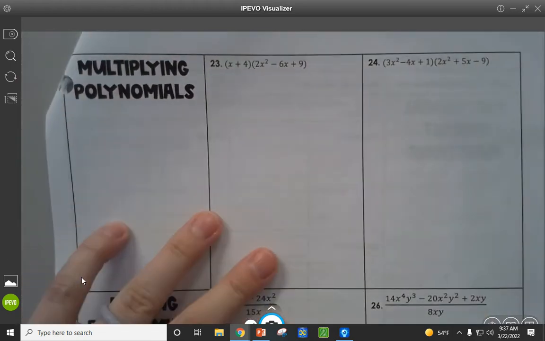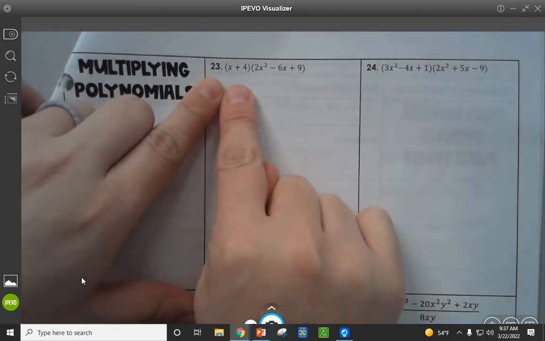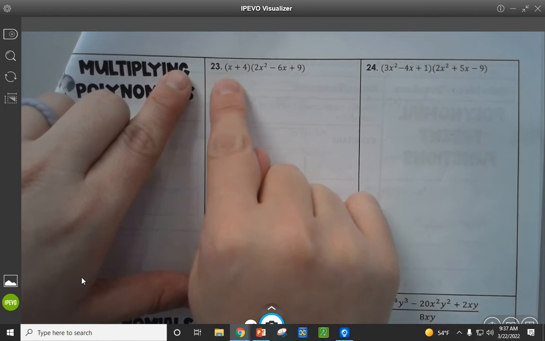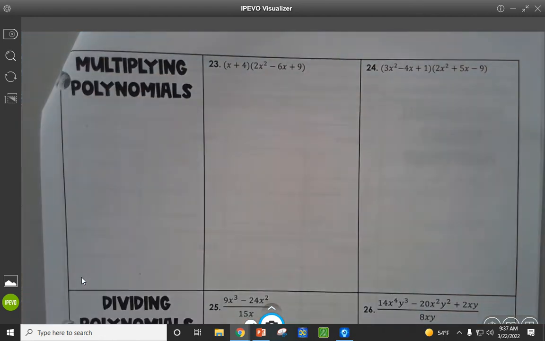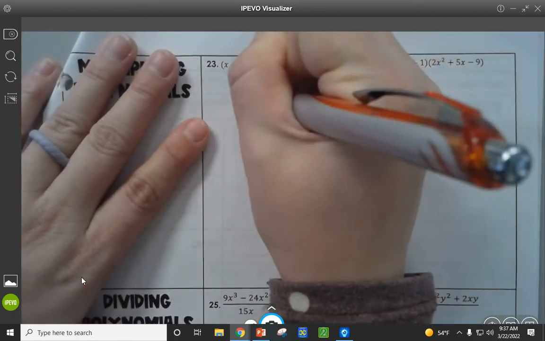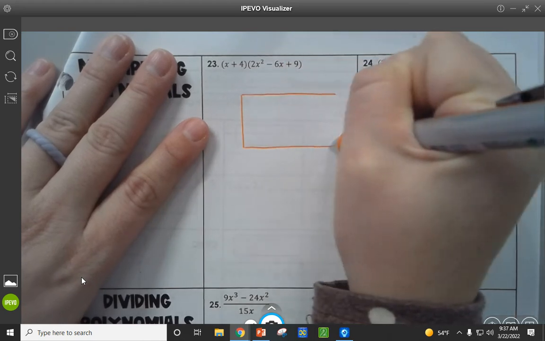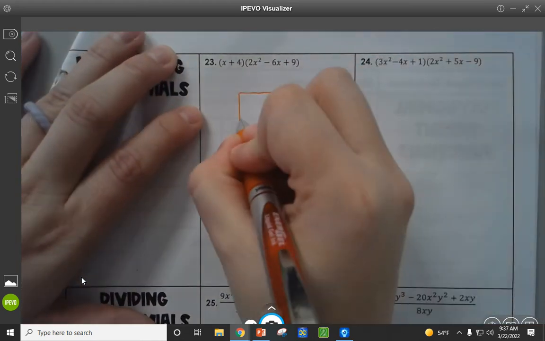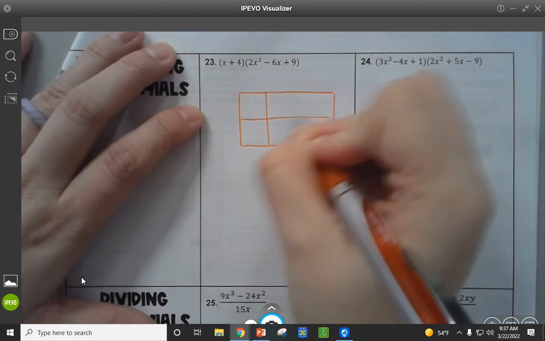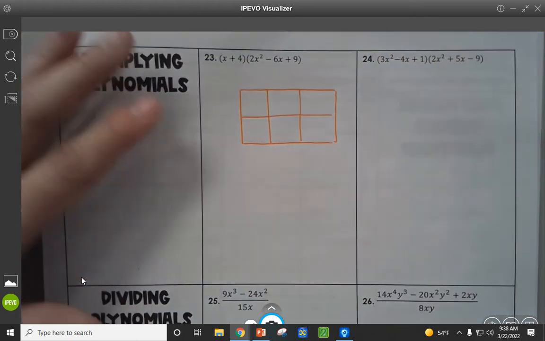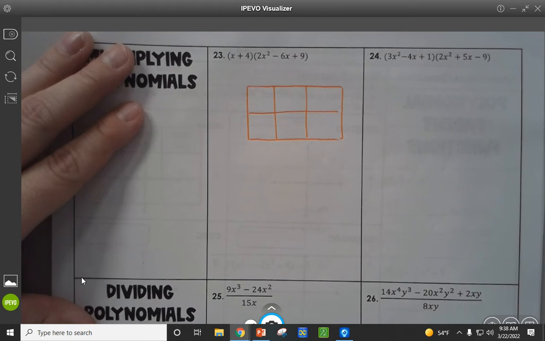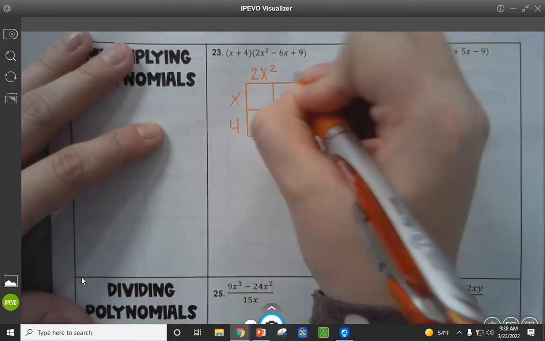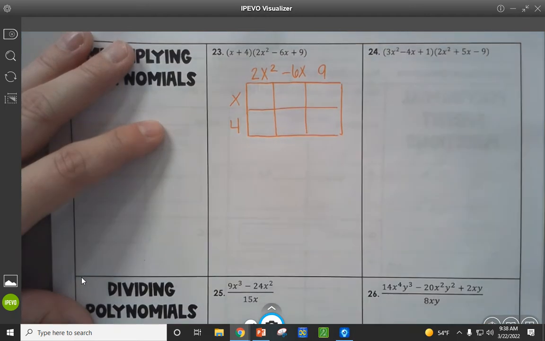All right, number 23. This time, my box is going to be 2 by 3. Because I have 2 terms and then 3 terms. So my box is going to look like this. It'll be a little bit longer. Now, if you make your box long ways going up and down, that's fine. Your box will just basically be rotated. So we have an x plus 4, 2x squared minus 6x plus 9.